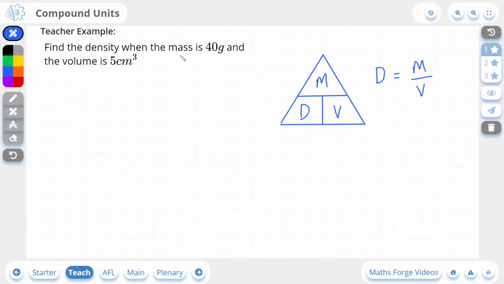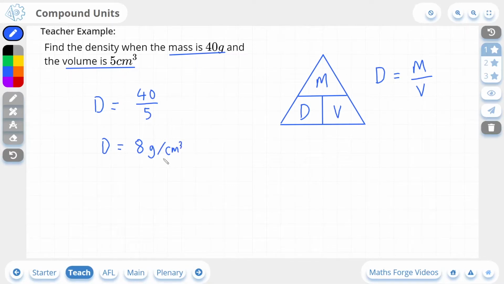But in this case, they're asking us to find the density when the mass is 40 grams and the volume is 5 centimeters cubed. So let's go ahead and do that. The density is equal to the mass divided by the volume. And in this case, 40 divided by 5 is equal to 8. And the units are going to be the units of the mass, which is grams, per centimeters cubed, which is the units of the volume.